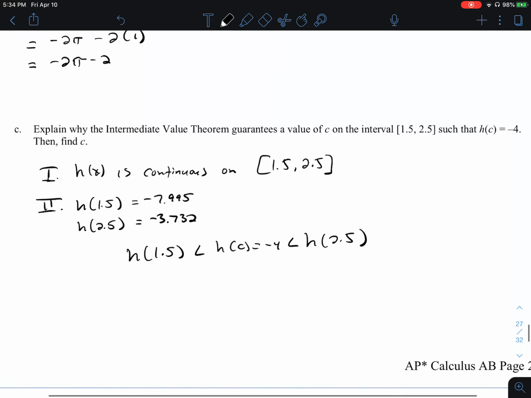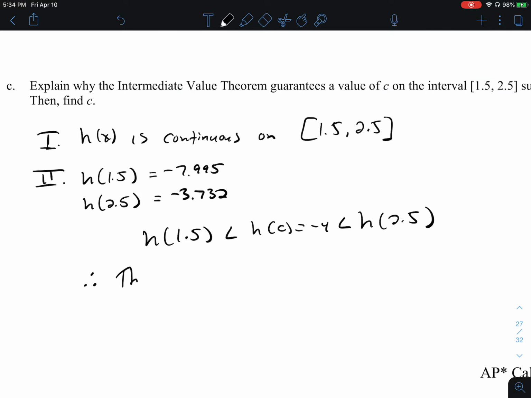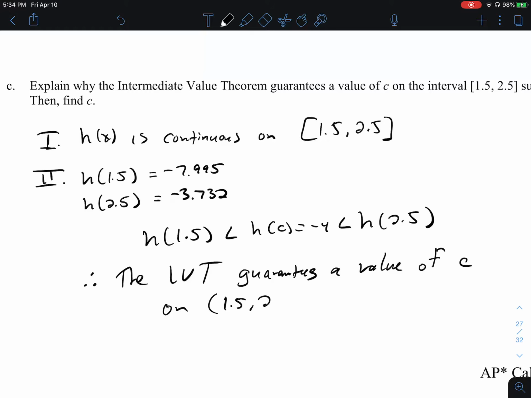So this was part 2. Didn't label that well. Therefore, the intermediate value theorem guarantees a value of c on the open interval, so not including the endpoints, 1.5 to 2.5, such that h of c equals negative 4.